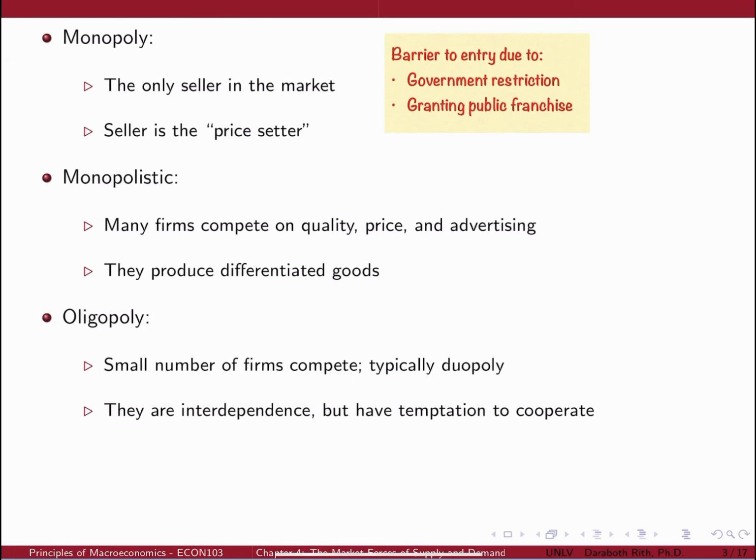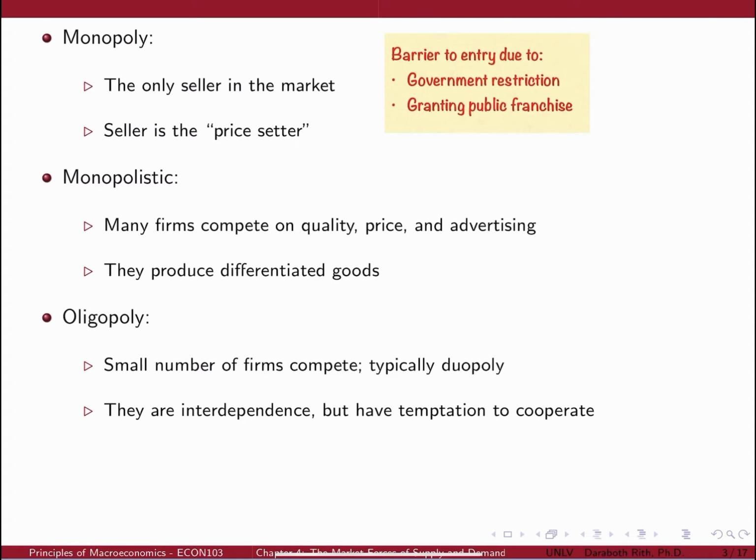Monopolistic competition is another market structure. With this one, there are many firms, but not as many as in perfect competition. Here, these firms produce differentiated goods and compete on quality, price, and advertising. You can think of the smartphone market. There are a few manufacturers out there, such as Apple, Samsung, LG, Google Pixel, and others, and they compete mainly on quality and price.